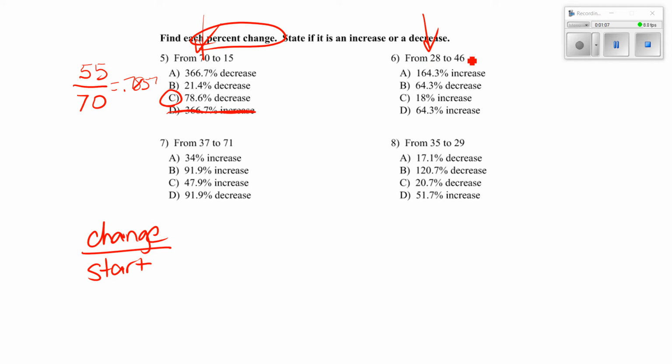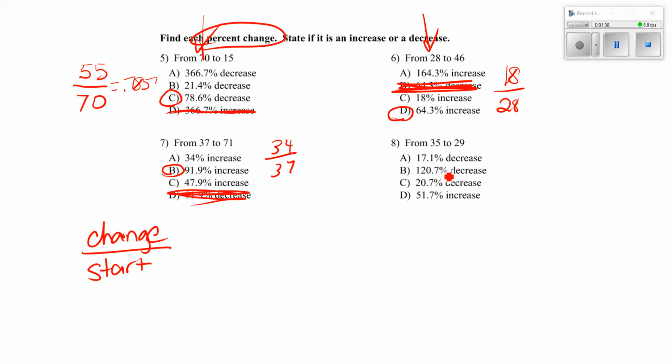Number 6 is going from 28 to 46, so that's an increase, so this is definitely out. That's an increase of 18. It started at 28. 18 divided by 28 gives me a 64.3% increase. From 37 to 71 is a change of 34. It started at 37, so 34 over 37 is a 91.9% increase. Again, I can cross off decrease in that one.